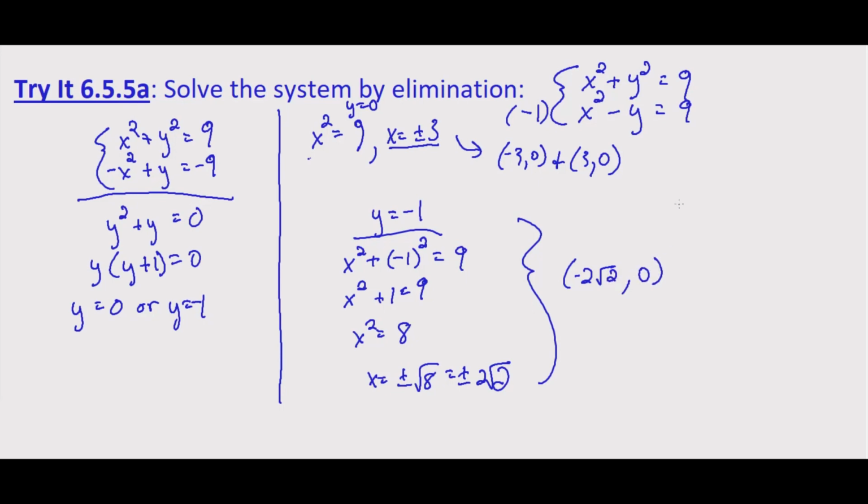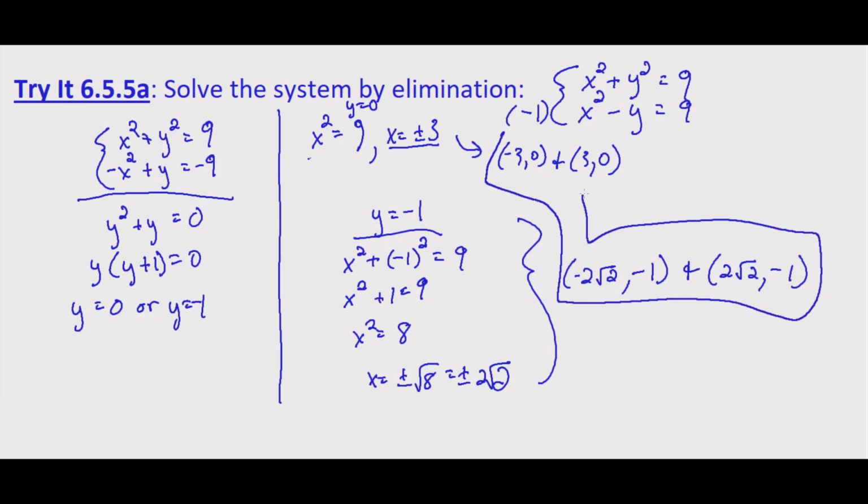That leads to the solutions -2 times the square root of 2, 0, or I'm sorry, -1. That was our y value. And 2 times the square root of 2, -1. So there are 4 solutions to this system of equations, x squared plus y squared equals 9, and x squared minus y equals 9: -3, 0 and 3, 0, and -2 square root of 2, -1, and 2 square root of 2, -1.